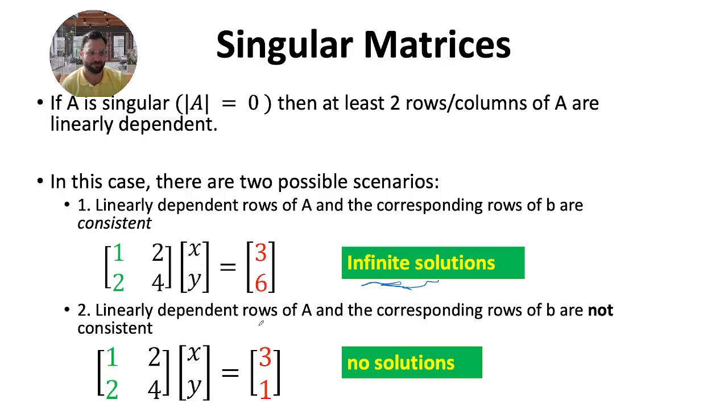The same Ax equals b form can also be set with a singular matrix, but then we can have no solution. Look at this example. x plus 2y is 3, 2x plus 4y equals 1. These are two different lines. They are not the same line now, and there are no solutions.